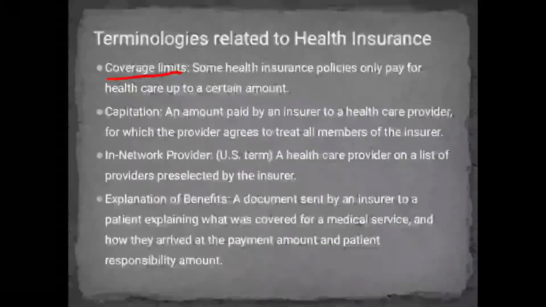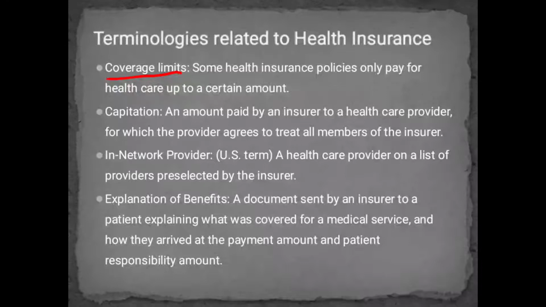We'll move with some more terminologies. Coverage limits. By the word itself we are very clear: what are the limits that are covered? Some health insurance policies only pay for health care up to a certain amount. If you are admitted to the hospital, the cover may be fixed at up to 1 lakh or 2 lakh. Your expenses may come up to 8 lakhs, 10 lakhs, they are not bothered. The company has a maximum limit. So what is the coverage limit of your policy? Sometimes it may be just 50,000, sometimes 1 lakh, 2 lakh. If the expense is below it, the actual amount is paid. But if it is more than that, they pay only the coverage limit.